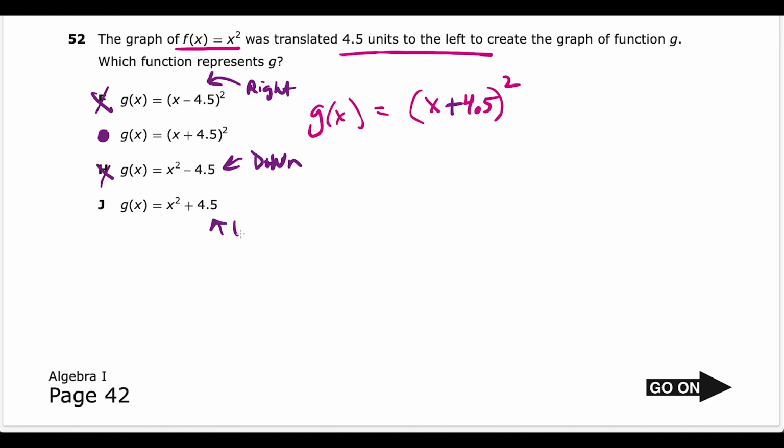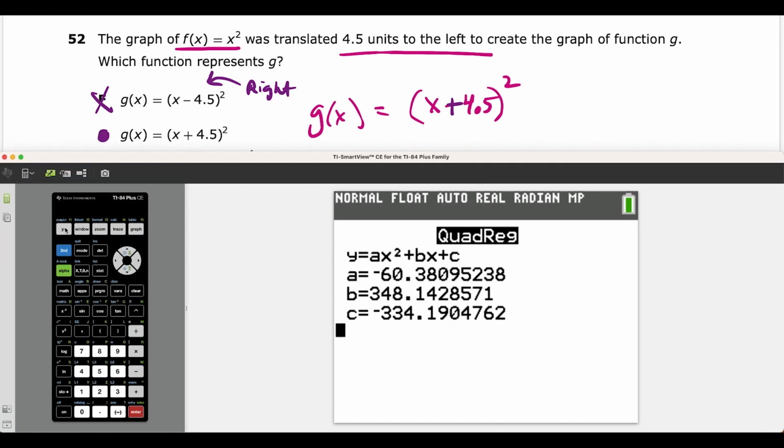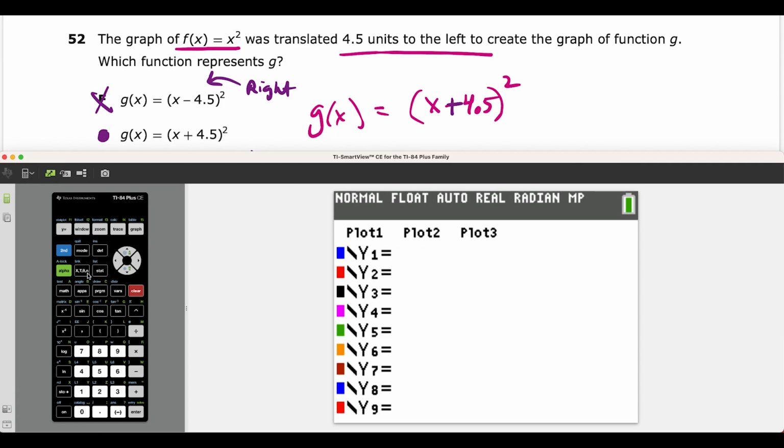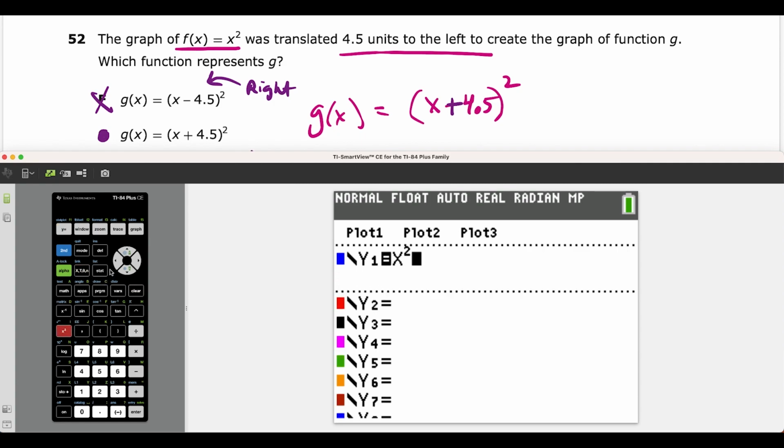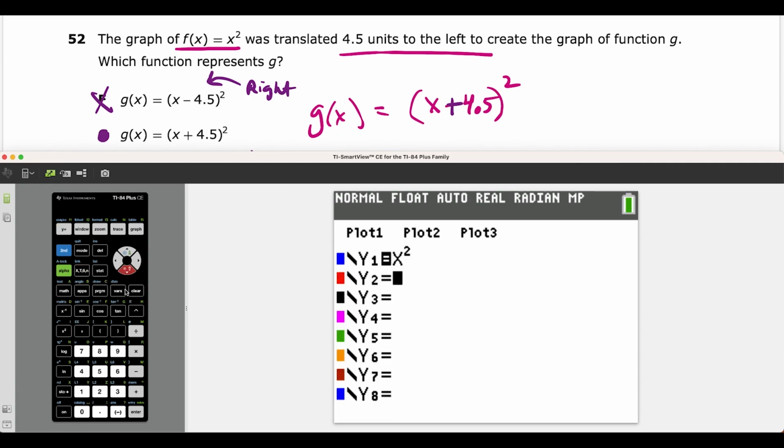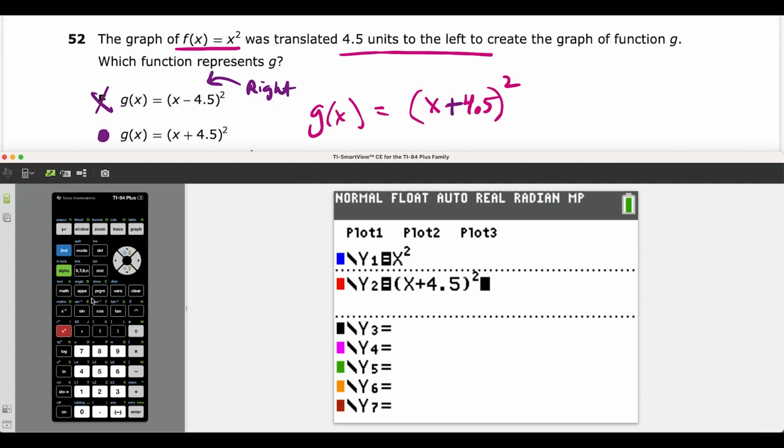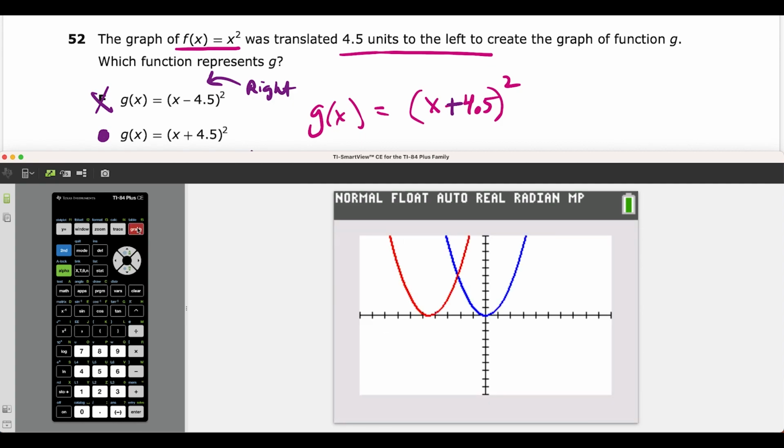And this one would send us up 4.5 units. So definitely this answer choice. But if you really want to be safe, what you could do is type in x squared, the original function. They usually call that the parent function. And then you type in all the answer choices till you get your match. But I promise you that x plus 4.5 in parentheses squared will send the original graph to the left 4.5 units. So notice here's the original graph in blue, and then it moves the graph over to the left 4.5 units. So definitely that second answer choice.